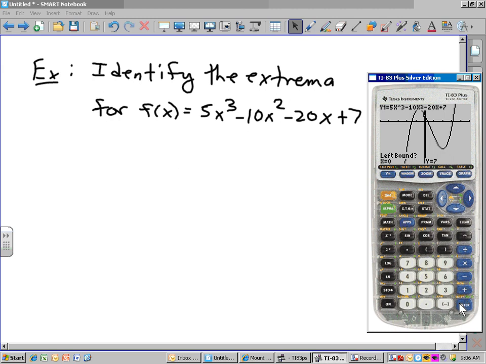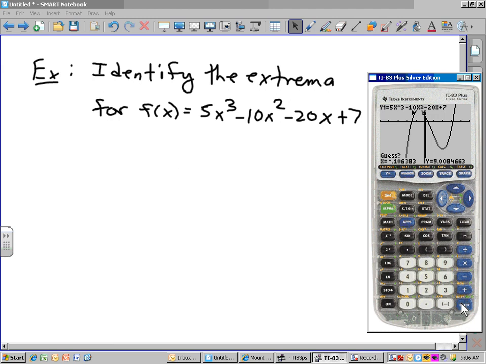Now the question that it asks us is left bound. That's telling you to put the cursor, the little blinking X, to the left of your maximum. Anywhere to the left. Now, you don't want to go too far, but you don't want to be too close to it either. You definitely want to be left of it and press enter. And then it says right bound. So you want to be right of that. So we go to the right, and enter.